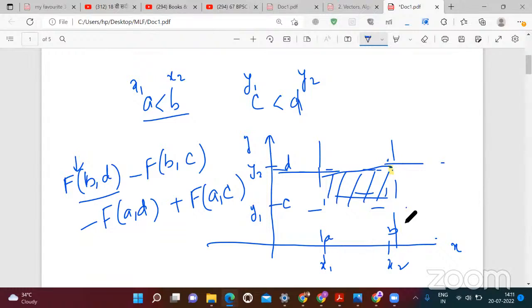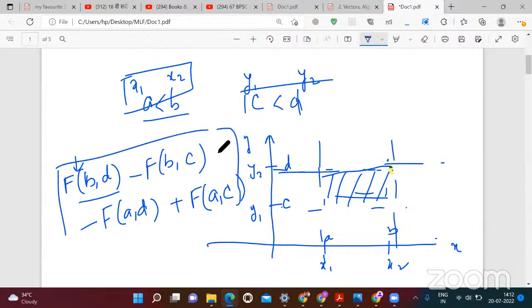I'll explain again. I took a lot of time, it's fine. So we can take some values on the x-axis, a and b, such that x1 is less than x2, and plot them here. Then take some values y1 and y2 and plot them here. Whatever is written here should be greater than or equal to 0, as asked in the second statement. And F(b, d) is the probability that x is less than or equal to b and y is less than or equal to d, that means the area under this, right?